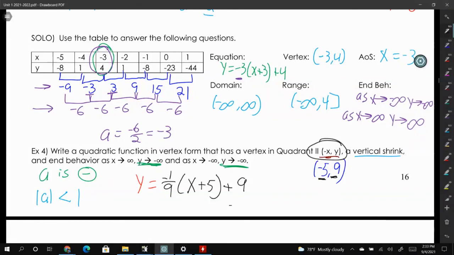Do I have a vertical shrink? Well, there's 1/9 in front. That's a shrink. And do both ends go down? Well, because I have a negative out in front, both ends do go down.